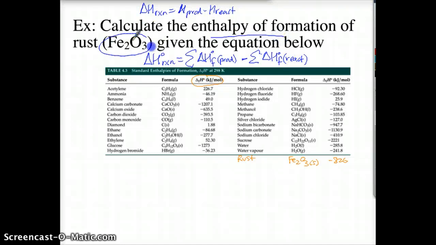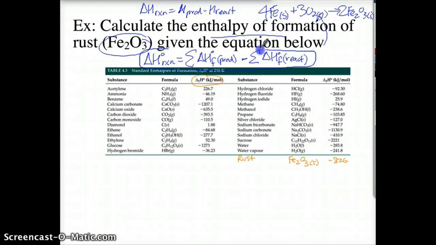where it asks us to calculate the enthalpy of formation of rust, Fe2O3, given the equation below. Oh, I didn't give you the equation. Okay, here's the equation really quick. 4Fe solid plus 3O2 gas produces 2Fe2O3 solid. Well, let's just take this equation here.